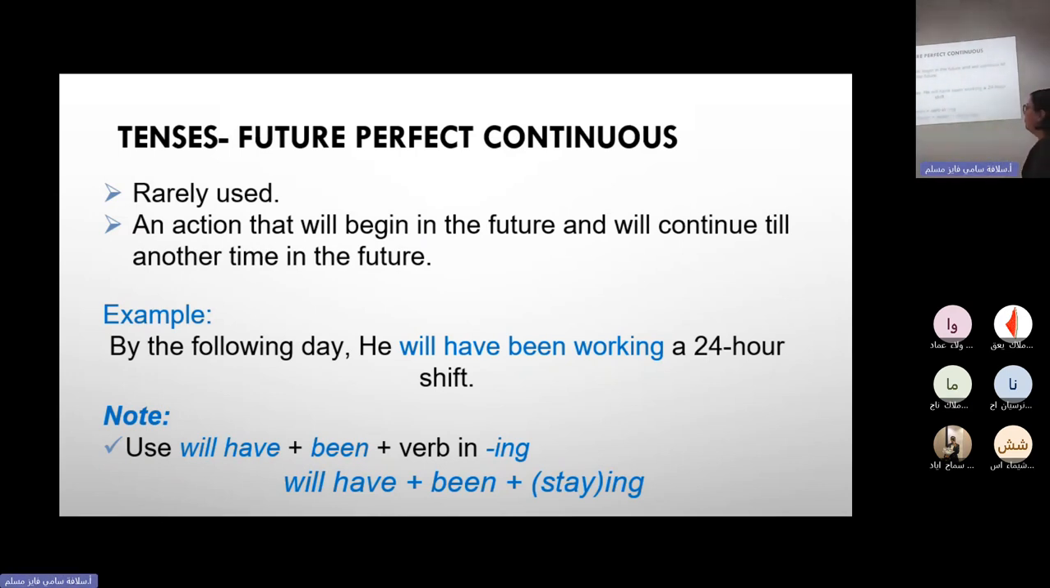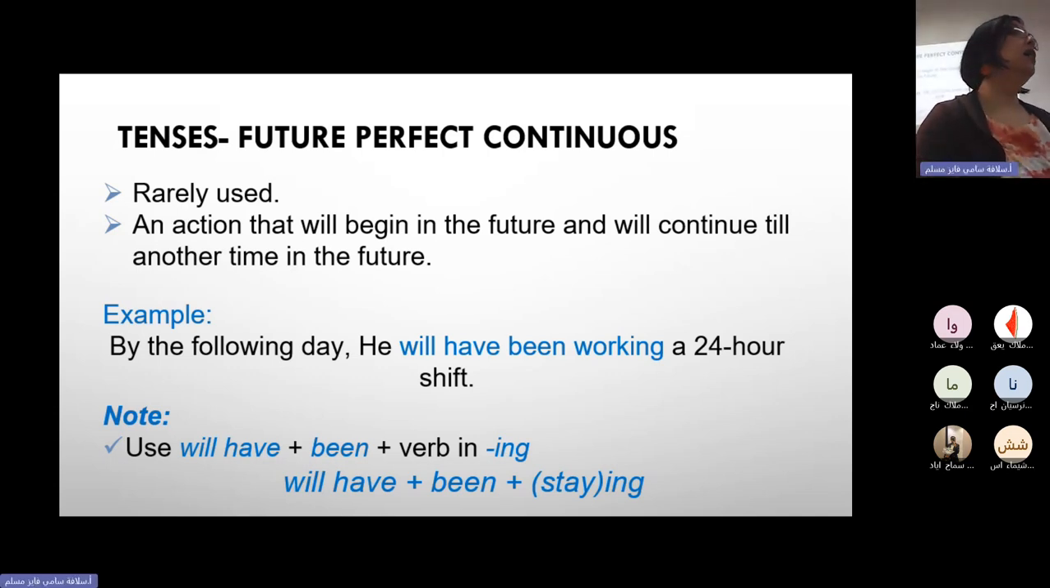Read the example. By the following day, he will have been working a 24-hour shift. You will have been working. Will means future, right? And have been means perfect. And working means the continuous. So note, use will have been, then the verb in ing. Okay?